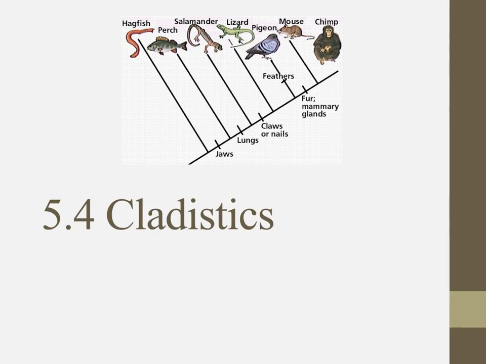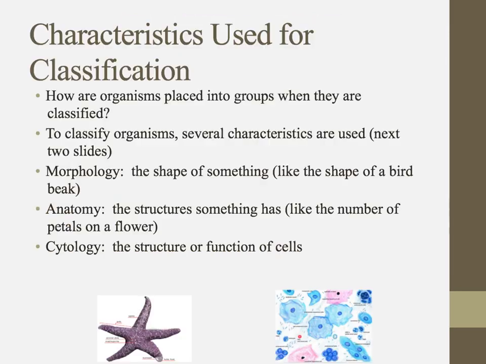All right, time for our last topic in Chapter 5. This is 5.4 on cladistics. Okay, so we previously talked about those taxa: kingdom, phylum, class, order, family, genus, species. So how are organisms placed into those groups?